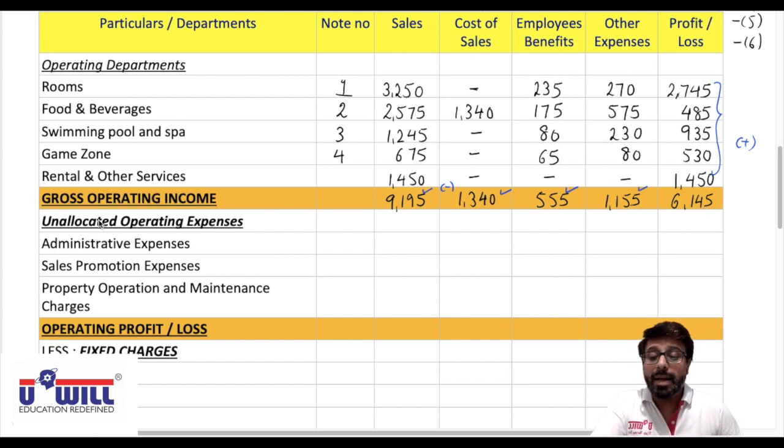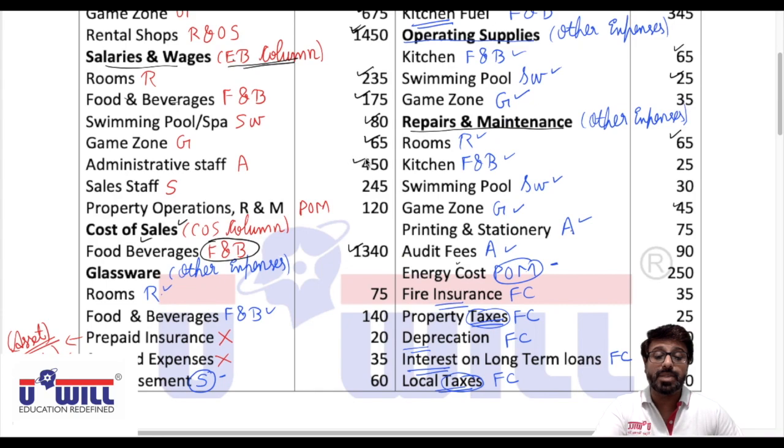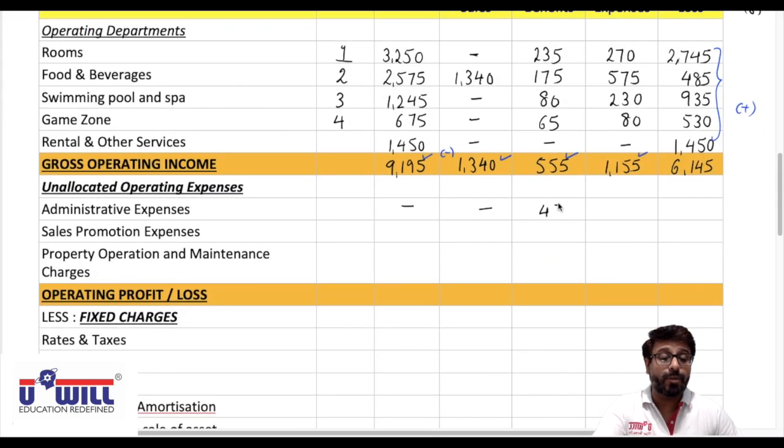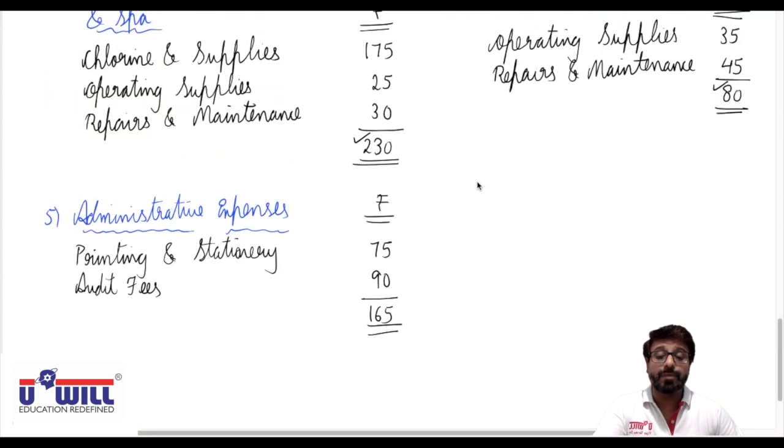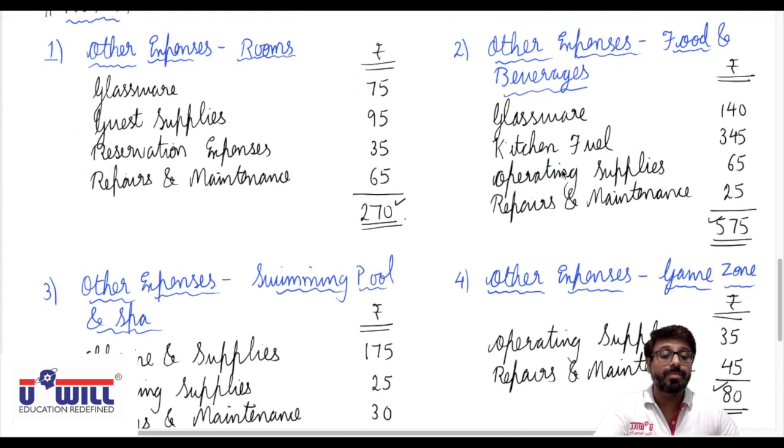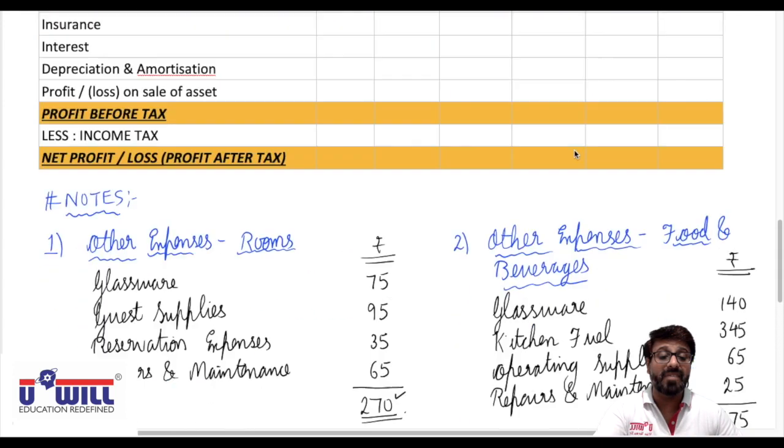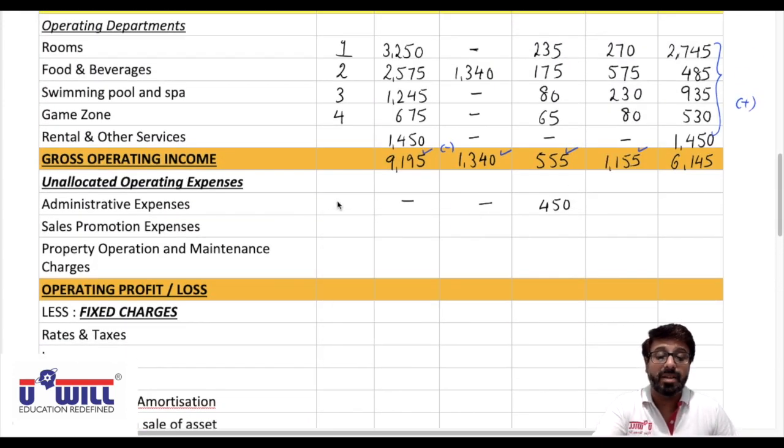Unallocated operating expenses, administrative expenses. Now we won't have any sales, we won't have any cost of sales. Do we have employees benefit of administrative expense? Yes, 450. So in the employees benefit column write 450. And other expenses of administrative, we have done the note, 165, that is from note number 5. Now 450 plus 165, what are the total expenses of the administrative department? 615. Total administrative expenses are 615.